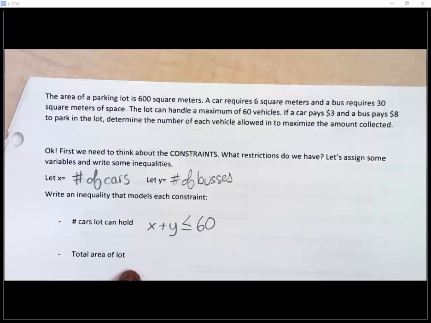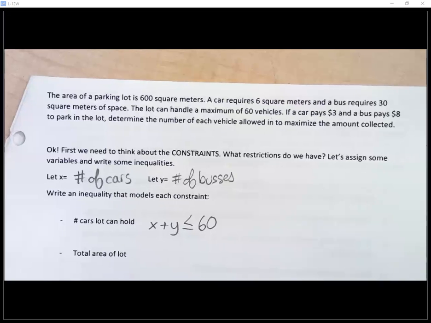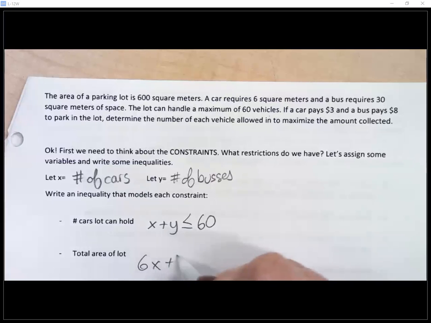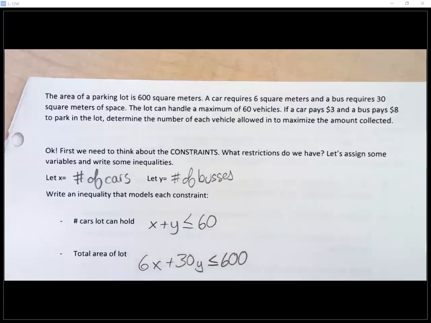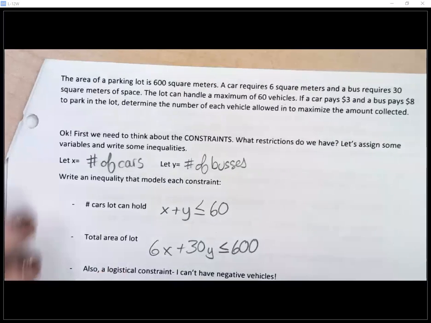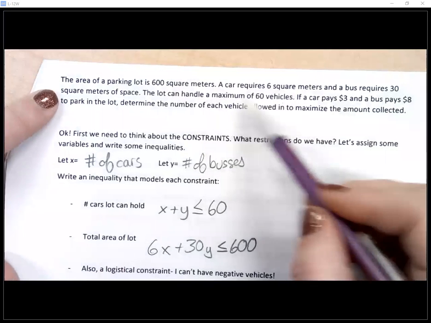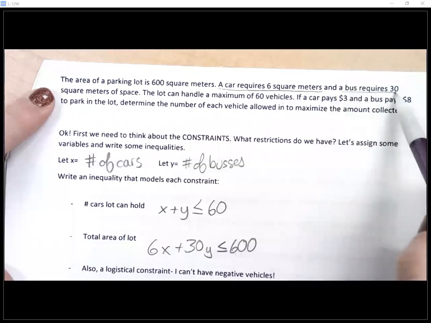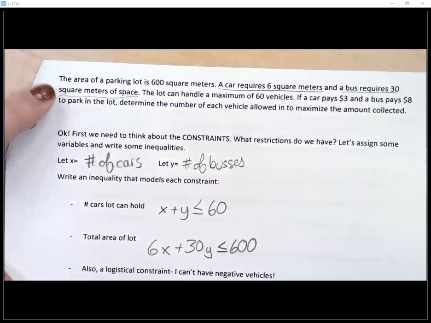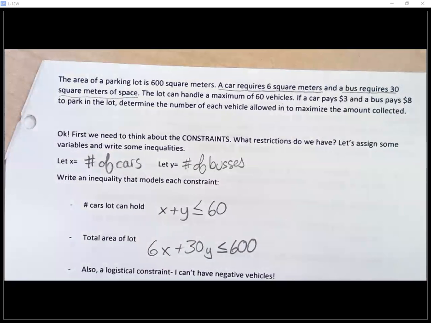Zach, go ahead. 6x plus 30y is less than 600. That is perfect. Great question. If we look back up at the problem, it says a car requires 6 square meters and a bus requires 30 square meters of space. So for every car, they're going to use up 6 of the square meters that I have. I only have 600 to play with. How many cars will I have? X. So I'm going to do 6 times X.